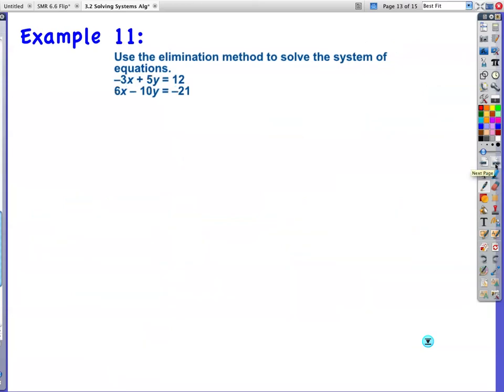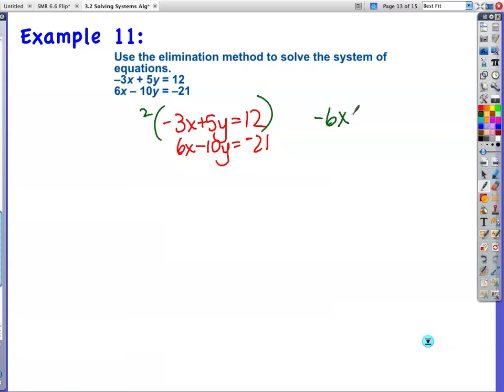All right, I've got another one of these just because these are probably the toughest of all of the ones we run into. All right, so I've got negative 3x plus 5y equals 12, 6x minus 10y equals negative 21. Okay, this I could do by multiplying the top equation by 2. I think that's what I'm going to do. Take this equation times 2. So now what I really have is negative 6x plus 10y is equal to 24. And down below I have still 6x minus 10y equals negative 21.